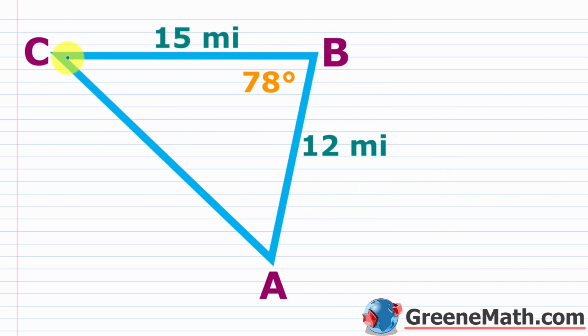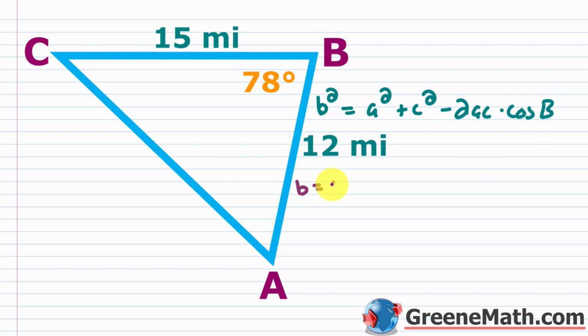So let's get the length of this side right here, which we would say is side B, opposite of angle B. So we're going to say that B squared is equal to A squared plus C squared minus 2AC times the cosine of B. So let's say that B is equal to the square root of all of this. And I'm just going to plug in as I go. So for A, it's going to be 15, forget about the units, squared.